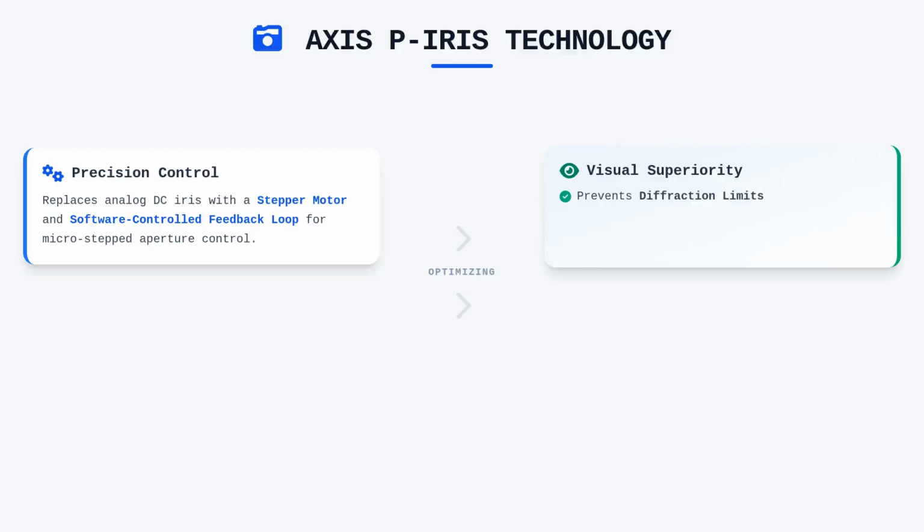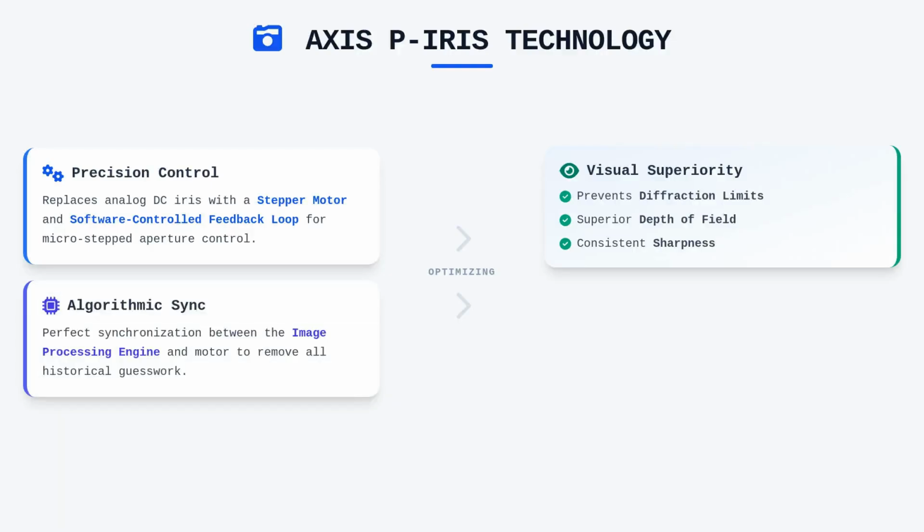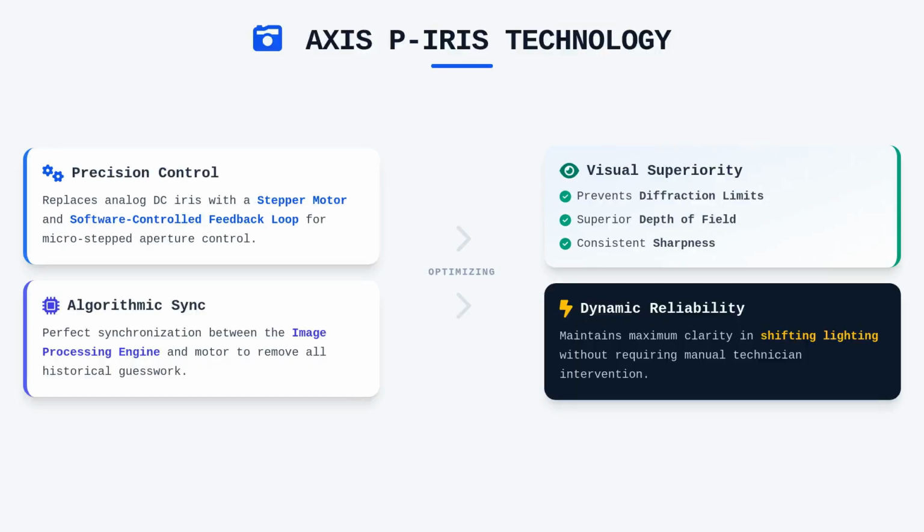By preventing the iris from closing beyond the diffraction limit, P-iris maintains a superior depth of field and consistent sharpness across a much wider range of lighting conditions. The algorithmic superiority here lies in the synchronization between the image processing engine and the stepper motor, which removes the guesswork associated with historical lens technology. When deploying systems in environments where lighting shifts dynamically throughout the day, the reliability of P-iris ensures the camera maintains the highest possible image clarity without requiring manual intervention from a technician.